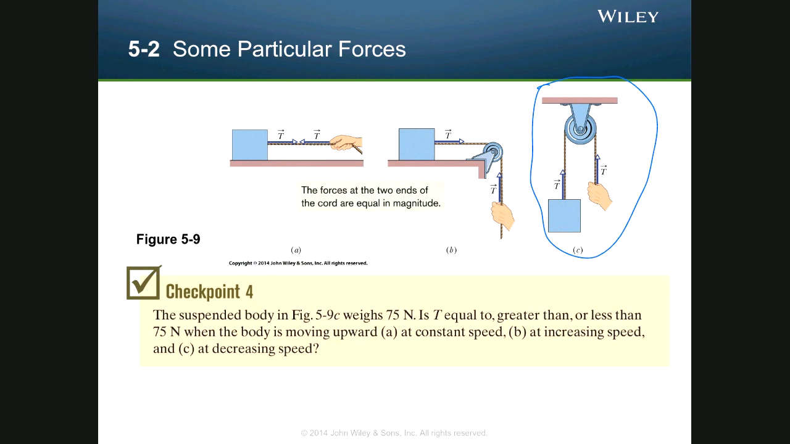The suspended body in the circled picture weighs 75 newtons. We want to know, is T equal to, greater than, or less than 75 newtons when the body is A, moving upward at constant speed, B, at increasing speed, and C, at decreasing speed. So if we look here, I'll do part A with you. The way to do this formally is to say, well, the sum of the forces.